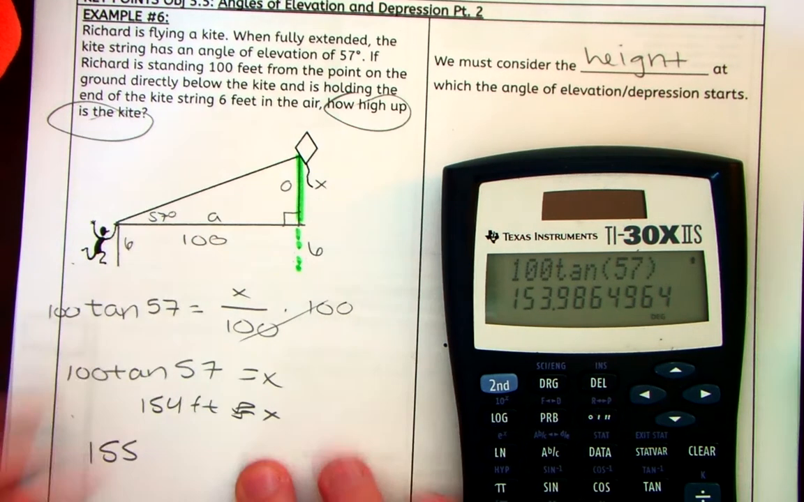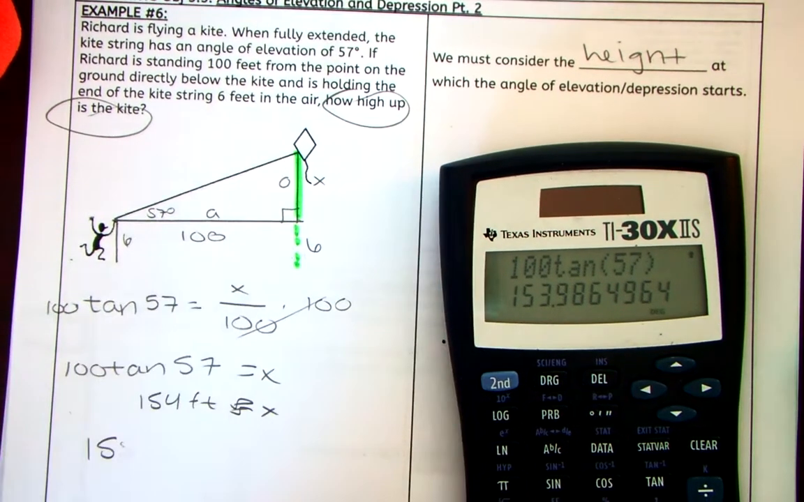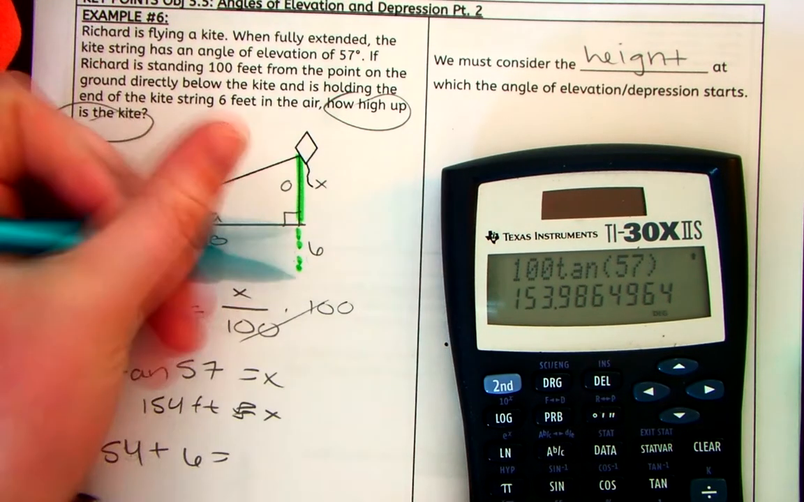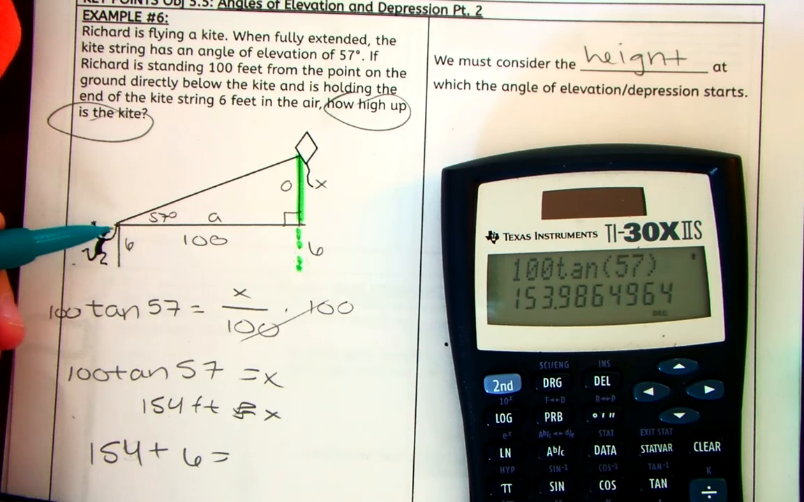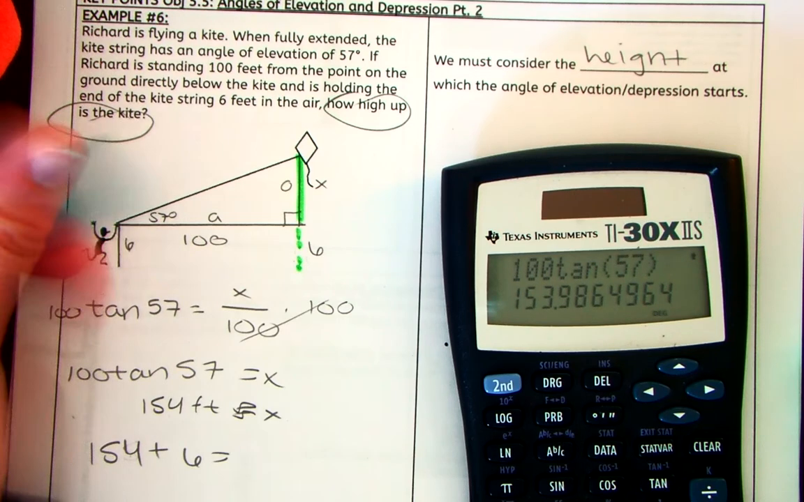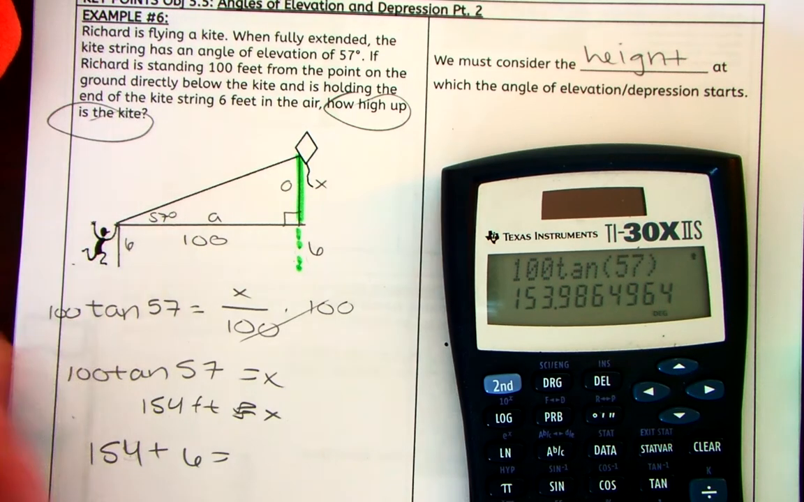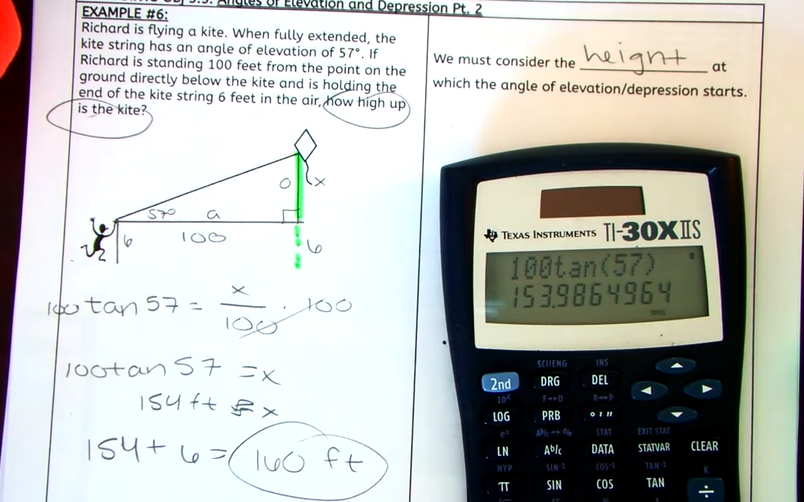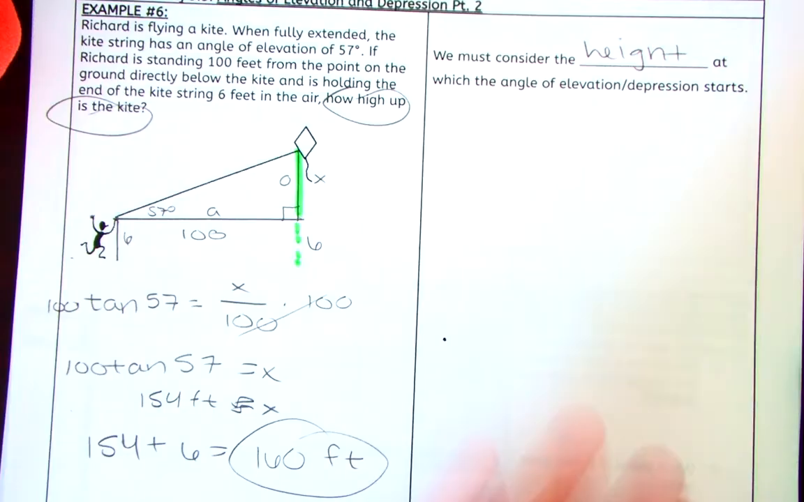But if I want, again, the total height, I got to do 154 plus the 6 feet, because the angle of elevation starts 6 feet above the ground, 6 feet up in the air. Okay, so the kite is actually 160 feet up. Okay? And that's it.